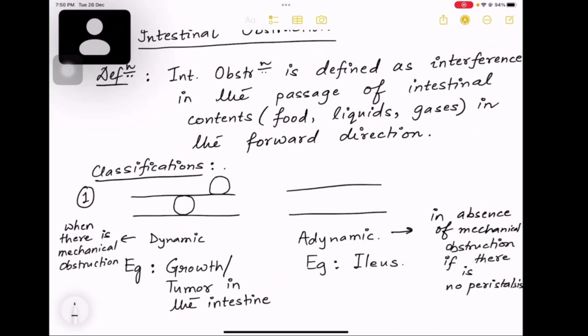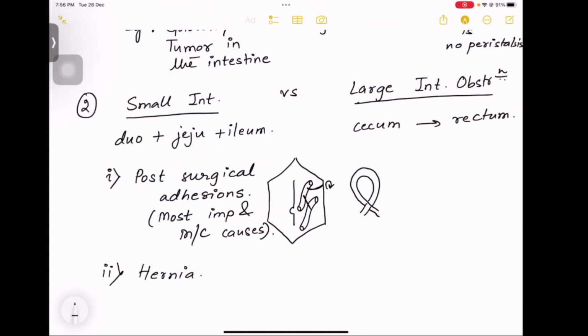Next, we move on to another classification of intestinal obstruction, that is small bowel obstruction or large bowel obstruction. Small intestine or small bowel has 3 parts: duodenum, jejunum and ileum, and large intestine or large bowel has 3 parts: cecum, colon and rectum. Colon again has ascending, transverse, descending and sigmoid colon.